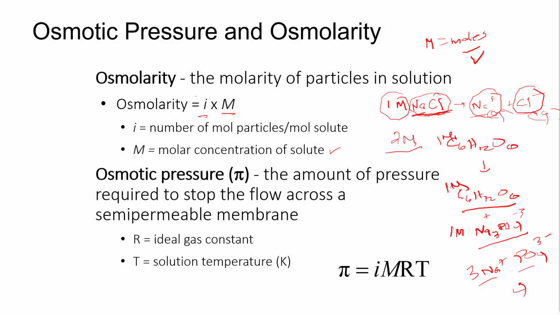So that's what I is. I tells you how many particles are dissolved. So we would take 4 times 1. So the osmolarity of the sodium phosphate would be 4 molar. All right.